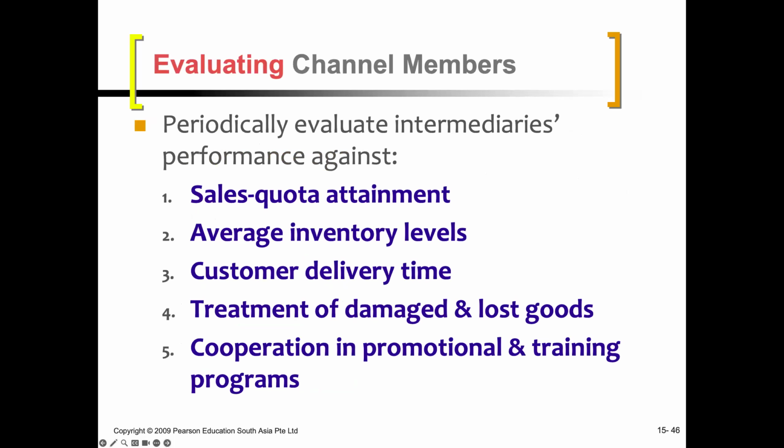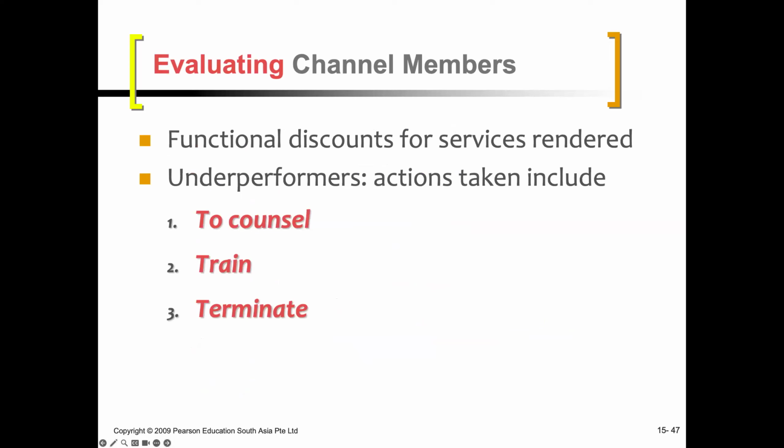As a brand, you should evaluate the intermediaries' performance periodically against some factors, including sales quota attainment, average inventory levels, customer delivery time, treatment of damaged or lost goods, and finally cooperation in promotional and training programs. Functional discounts can be given for services rendered, and also for underperformers.